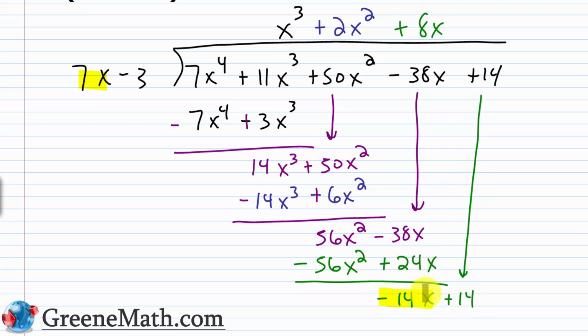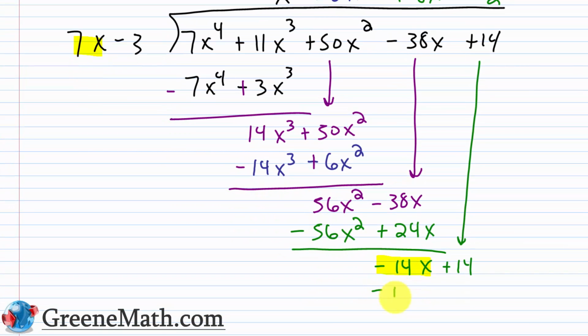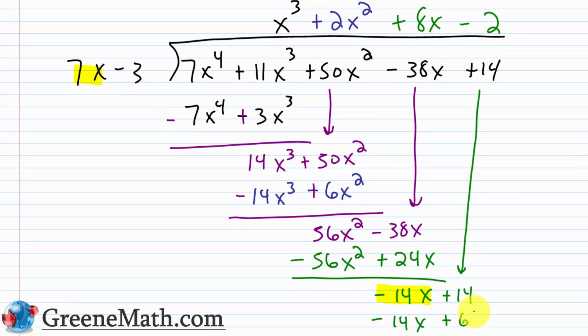So now we're going to do leading term into leading term. And so what is negative 14x divided by 7x? And that's going to give me negative 2, right? This would cancel with this and give me a negative 2. And x over x cancels and becomes 1. So this is negative 2. So I'll put minus 2 here. And let's go ahead and multiply. Negative 2 times 7x is negative 14x. Negative 2 times negative 3 is plus 6.